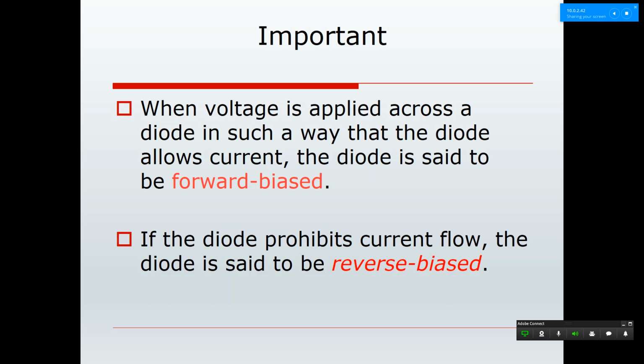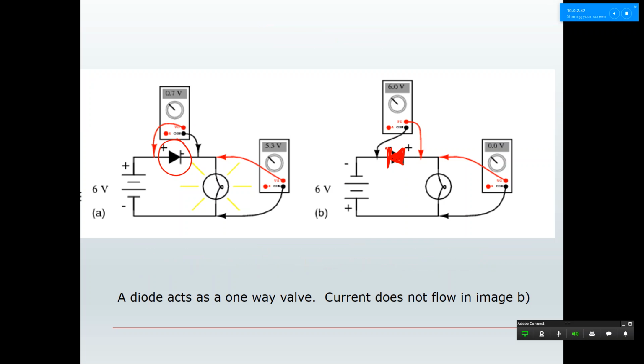When voltage is applied across a diode in such a way that the diode allows current, the diode is said to have forward bias. Okay, it's just a term that we use to describe it. So it's a forward bias and reverse bias. Forward bias means that it allows current to go forward. Reverse bias means that it prefers the current to go backwards. Okay? So in this case, in the first image, we have forward bias diodes, and in the second one, we have reverse bias diodes.